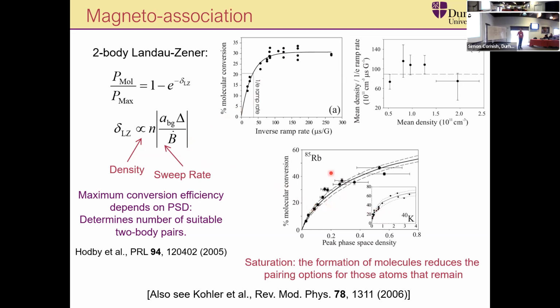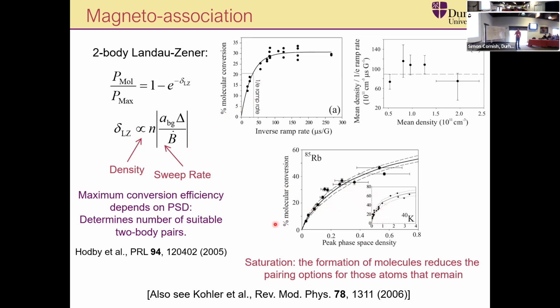Actually, and this is where they make this link between rubidium 85 and potassium 40, showing the same behavior. Okay. It becomes saturated slightly because as you form molecules, of course, the number of atoms left to pair up reduces.